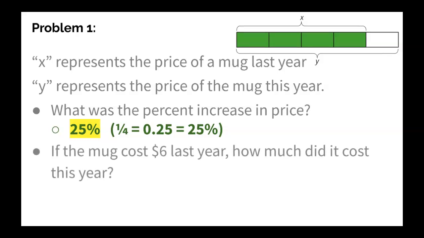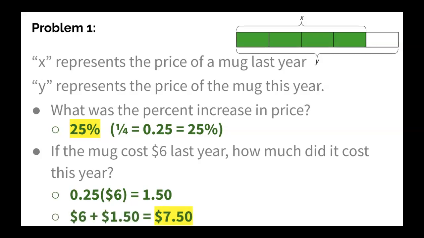So if I ask you a question like this, if the mug cost $6 last year, how much did it cost this year? Go ahead and try to figure that out. All right, one option of solving that is you can do 0.25 or 25% of $6. So 0.25 times 6 equals $1.50. That's the amount of increase, but we need to add that to the original $6. So $6 plus $1.50 equals $7.50.